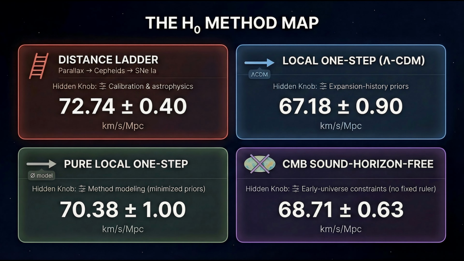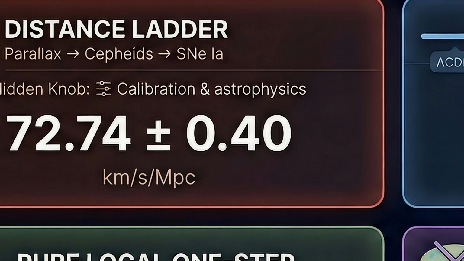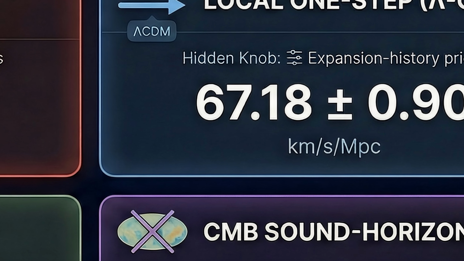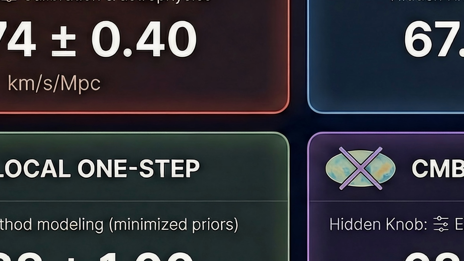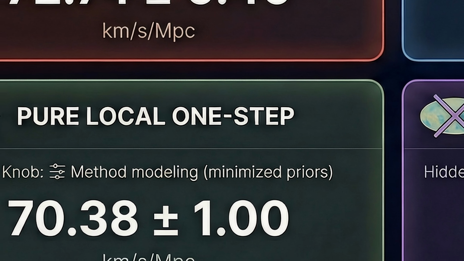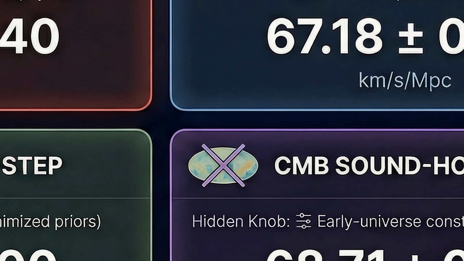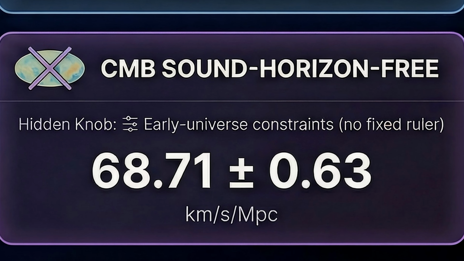If that sounds like alphabet soup, good. Because the point isn't the labels, the point is the knobs. Distance ladder's knob, calibration and astrophysics. Local one-step with ΛCDM's knob, the assumed expansion history. Pure local one-step's knob, method modeling, with minimized cosmological priors. CMB sound horizon-free knob, which early universe constraints dominate when you refuse to lock in the standard ruler.